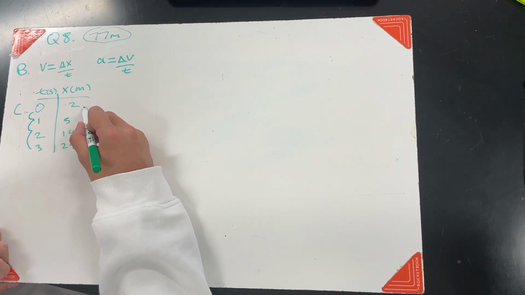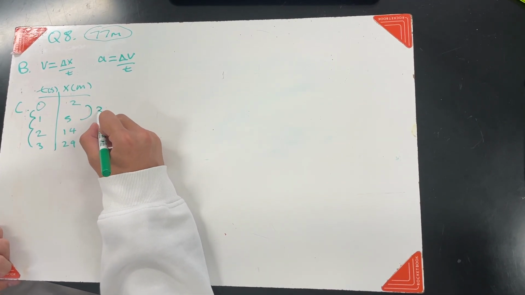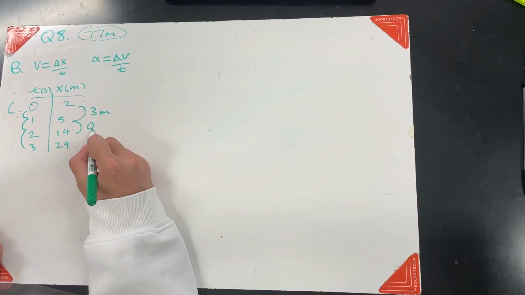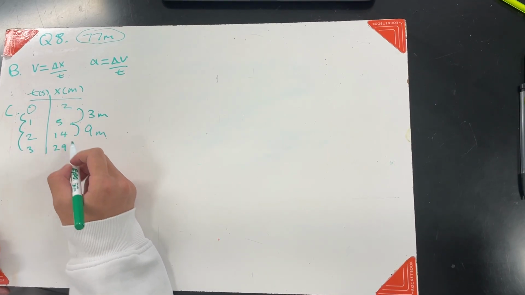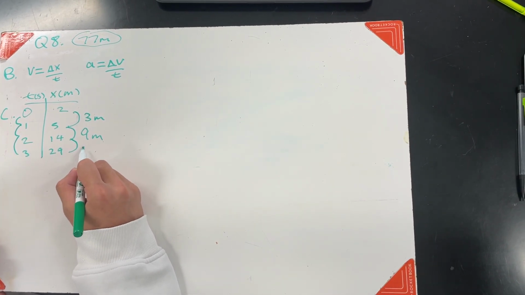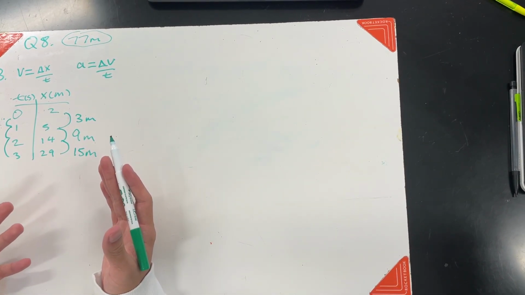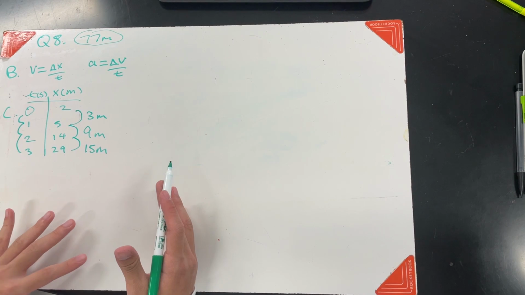So for this one, you see there's a change of 3 meters. From 5 to 14, it's 9 meters. From 14 to 29, it becomes 15 meters. So right now we can see a pattern in such a table.